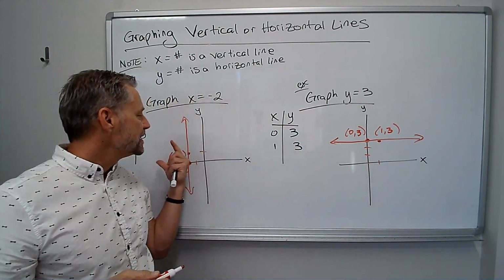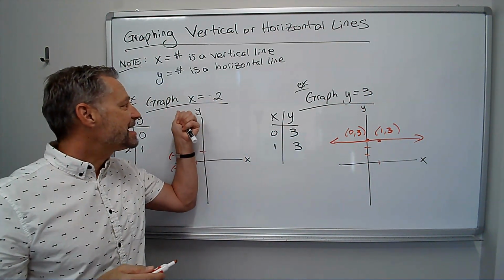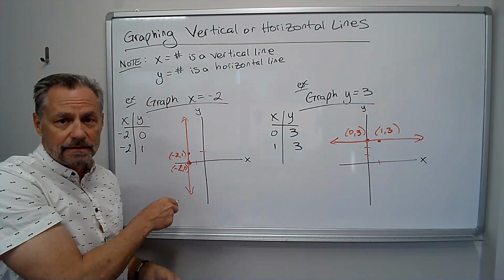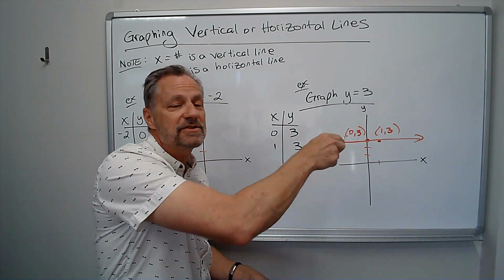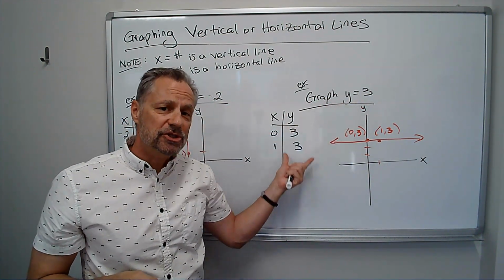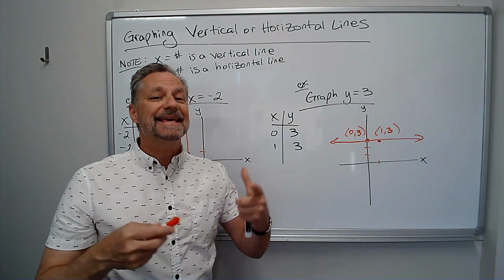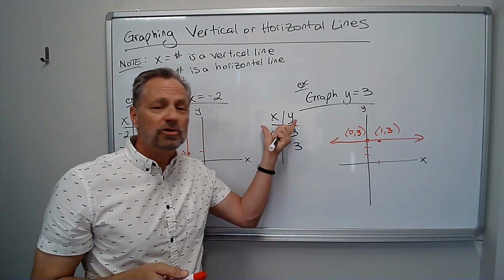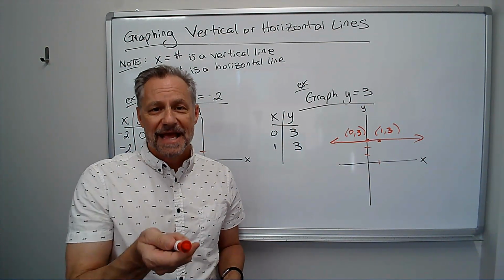So notice in these two cases, if I have x equals some number, it's a vertical line. If I have y equals some number, it's a horizontal line. And so just remember that. Remember this is a restriction to find your 2 points. And I think that's the easiest way to do it, is just do a little T-chart to get your points, and you'll be able to get these real quick.